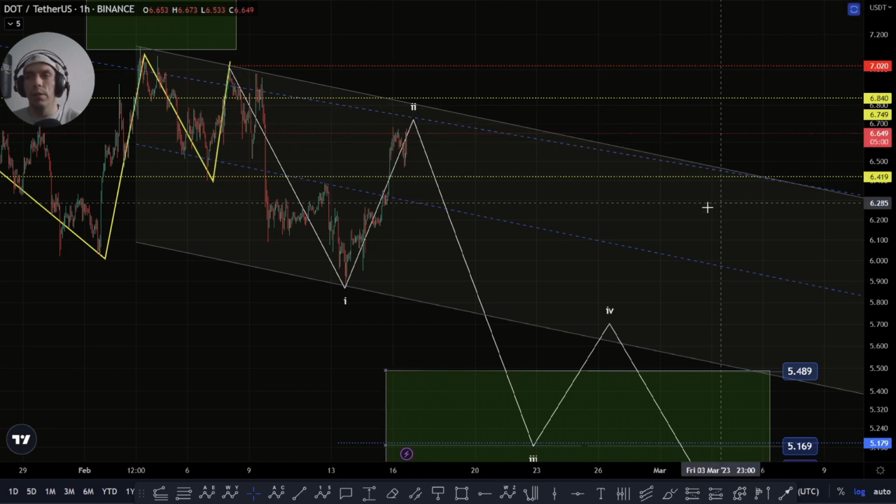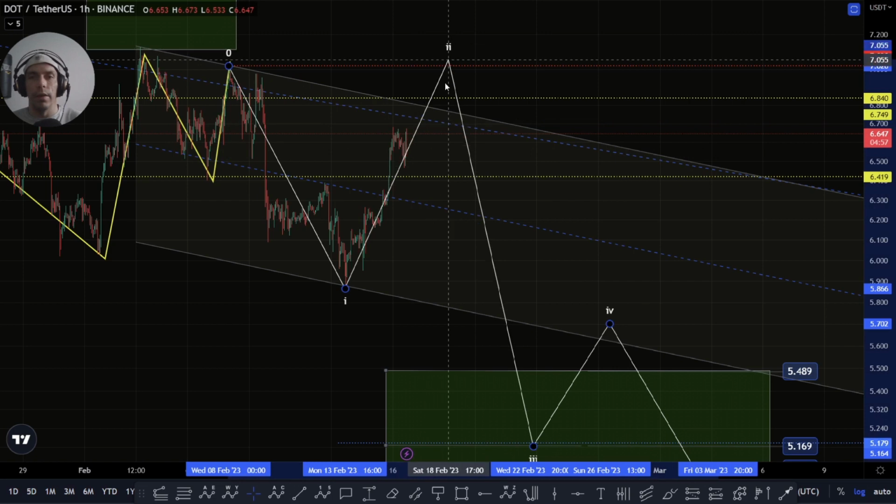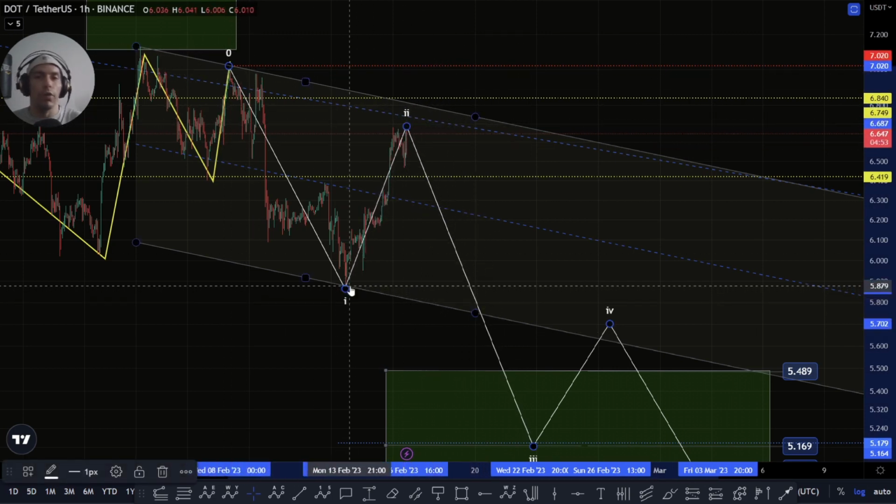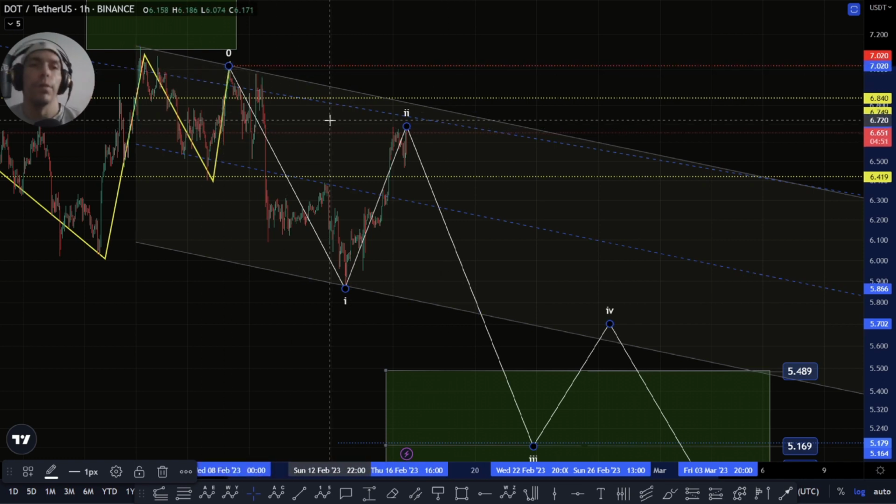Moving above $7.02 would invalidate the potential of forming a 5-wave move to the downside here off of this current structure. So that would be the invalidation point of this.